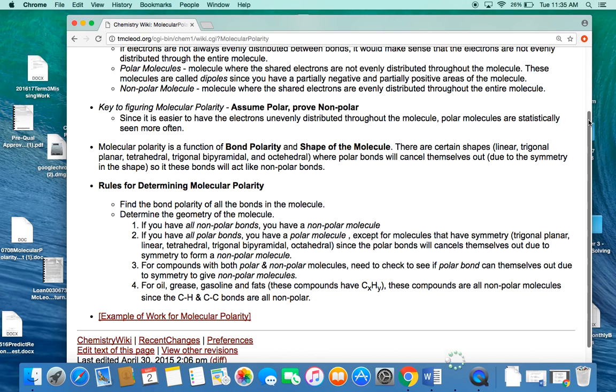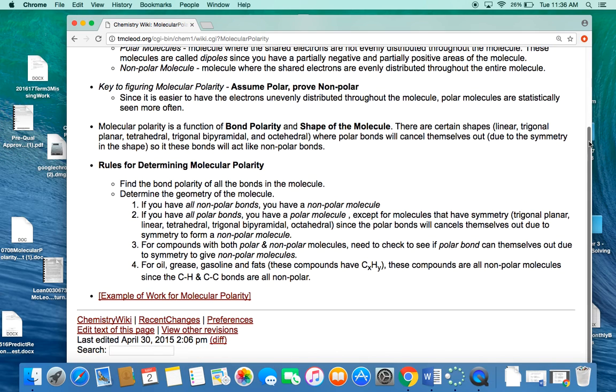The first possibility is all nonpolar bonds, and the geometry doesn't make a difference. If all the bonds have the electrons evenly distributed through them, then the molecule must be evenly distributed. There's an example of this type in the notes. The other is a polar bond, so unevenly distributed between the two atoms. However, due to the geometry of the molecule, called symmetry, looking at the overall substance, the electrons are evenly distributed. Those are the only two possibilities.